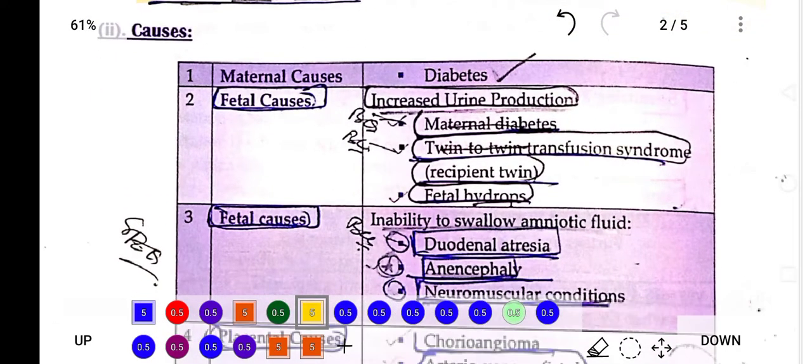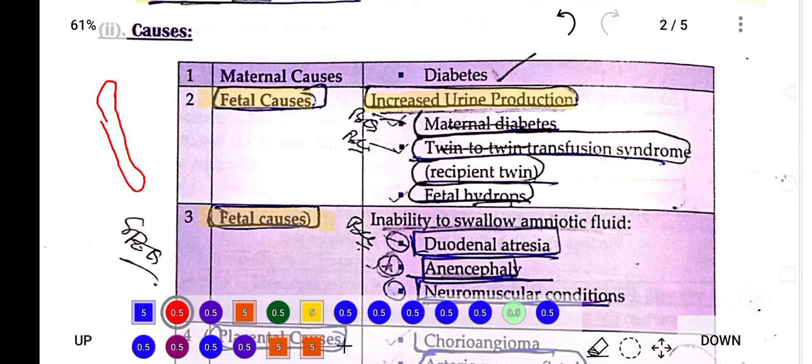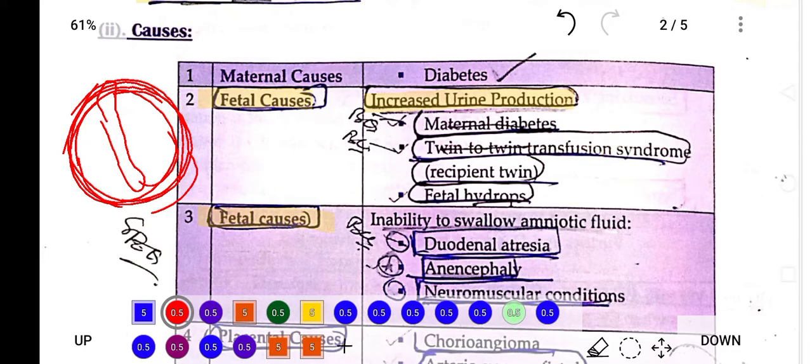There are certain causes of polyhydramnios, like fetal causes and maternal causes. Fetal causes include increased urine production. What happens is a fetus excretes urine and that urine is swallowed, and in this way the circulation occurs. But if a fetus has an increased amount of urine production, then there will be an excess amount of amniotic fluid and polyhydramnios will develop.